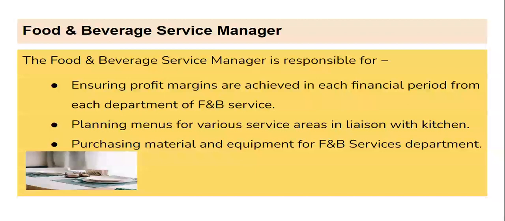Responsible for what? Number one is to ensure the profit margins are achieved in each financial period from each department of the F&B service. Number two, planning menus for various service areas in liaison with the kitchen, and purchasing material and equipment for the F&B service department. So I will give you one example of the first role of our food and beverage service manager. The first one, ensuring the profit.